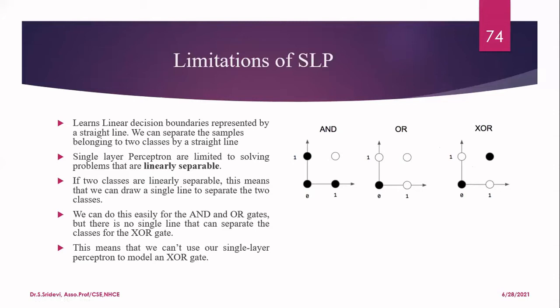If your problem is linearly separable, then you can solve that problem by means of a single layer perceptron. Otherwise, you cannot solve that. So the AND gate and OR gate can be solved by a single layer perceptron, but the XOR gate cannot be solved by a single layer perceptron. So what is the solution for that? If our problem is not linearly separable, we need to go for a multi-layer perceptron.